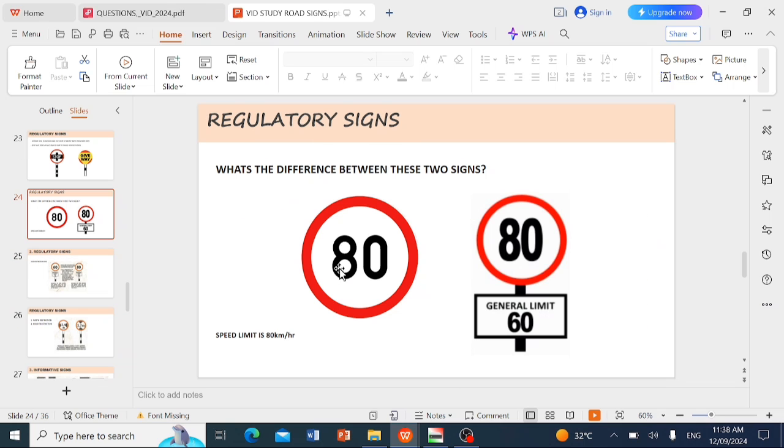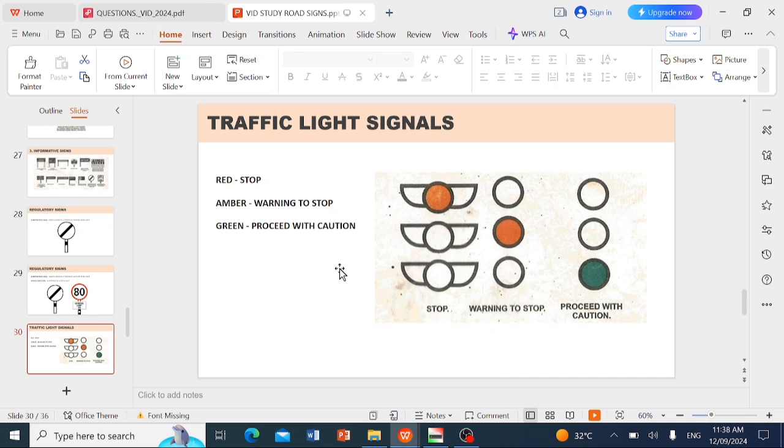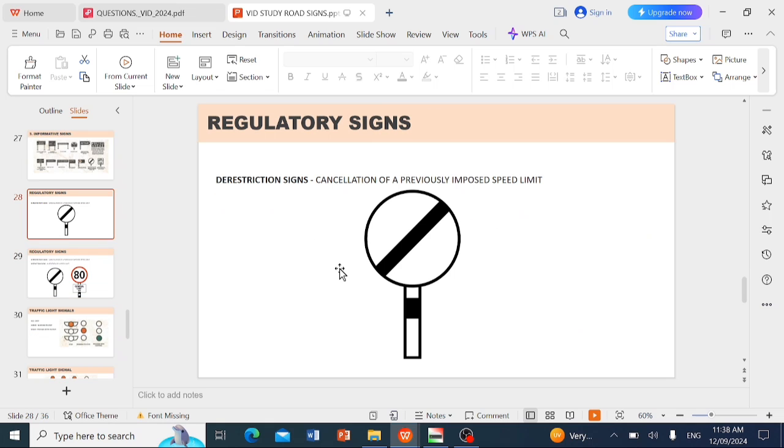See how we are moving from a regulatory sign to an informative sign, in that the regulatory sign was informing the driver that he should not travel above 80 kilometers per hour. Here we want to inform the driver that you can now travel above 80 kilometers per hour. That's where this sign comes in. It's an informative sign in the sense that it informs the driver that the 80 kilometers per hour that you're traveling at, we have now cancelled it.